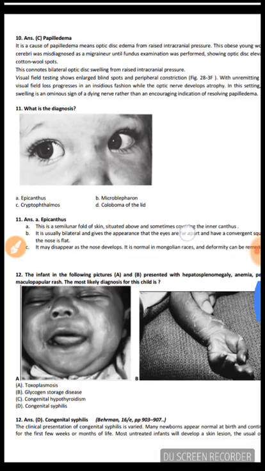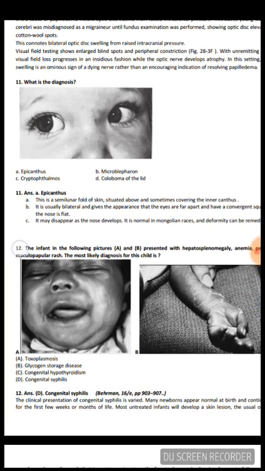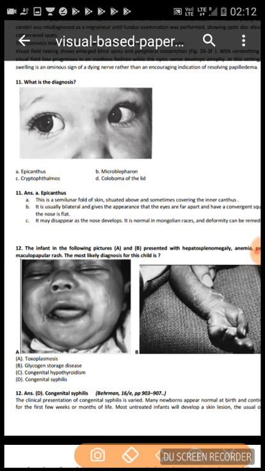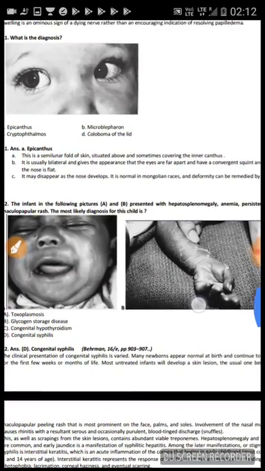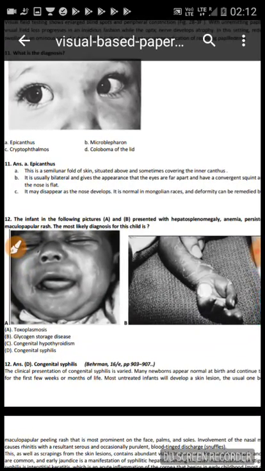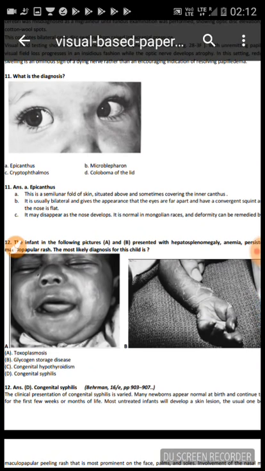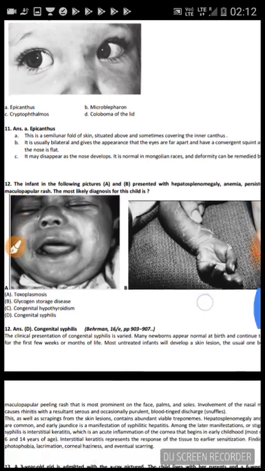Now what is the diagnosis for this baby? You can see there is a semi-lunar fold of skin on both sides of this baby. So it is an epicanthal fold, and it is normal in Mongolian races, and it can be corrected by plastic surgery, and usually with the development of the nose the deformity gets corrected, meaning the epicanthal fold disappears.